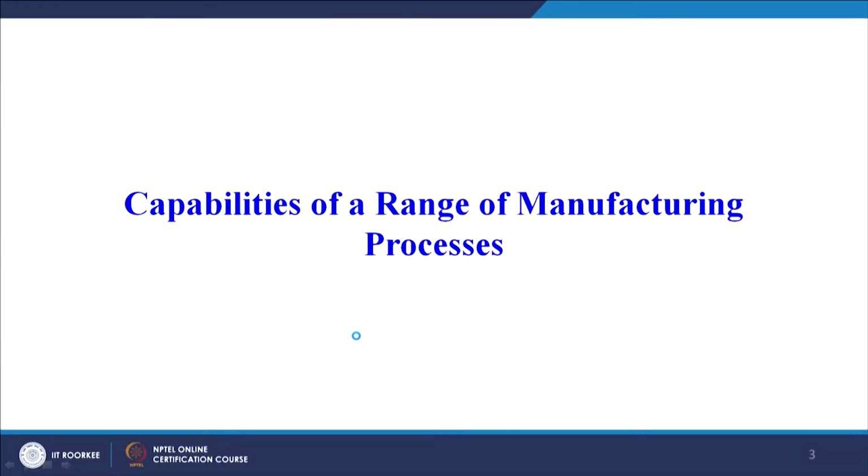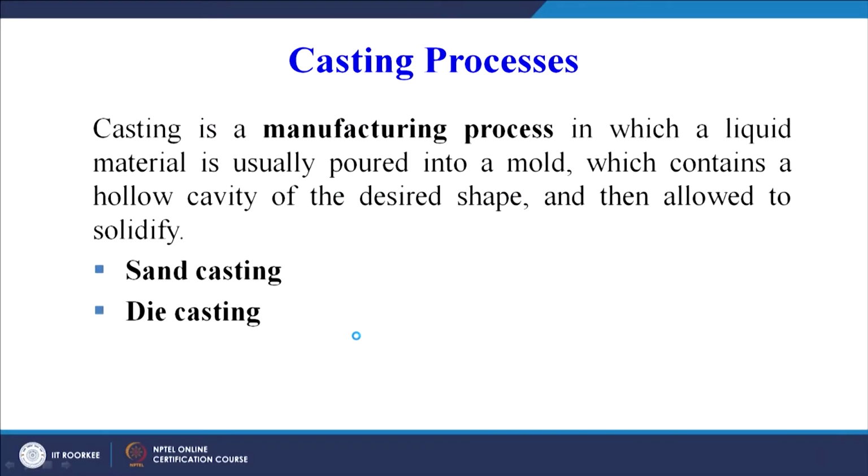So once we know that this is the process capability for the casting process, this is the process capability for the forging process, this is the process capability for the machining process, accordingly we can select our process. So let us take a few examples. Capabilities of a range of manufacturing processes, quickly we will try to go through.